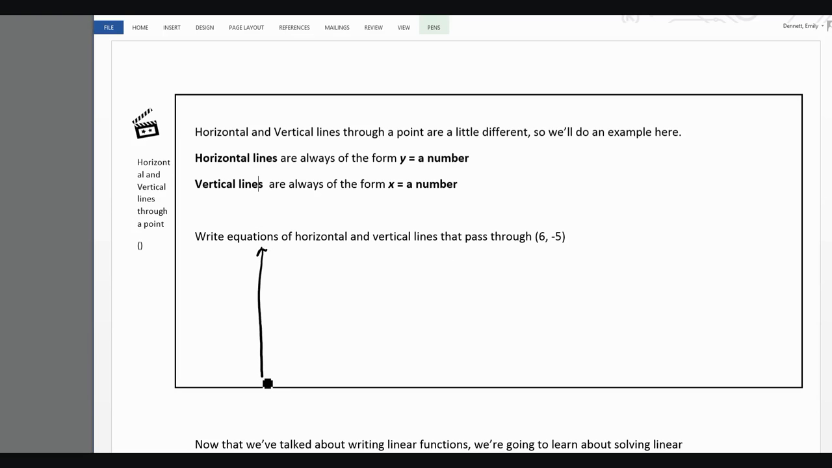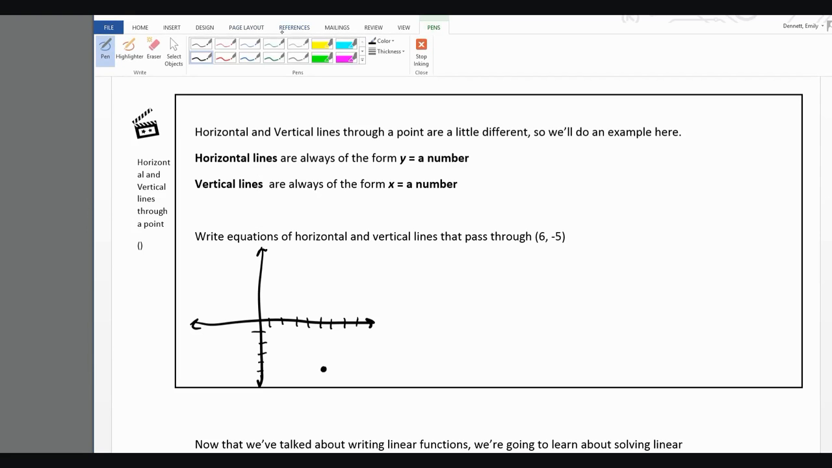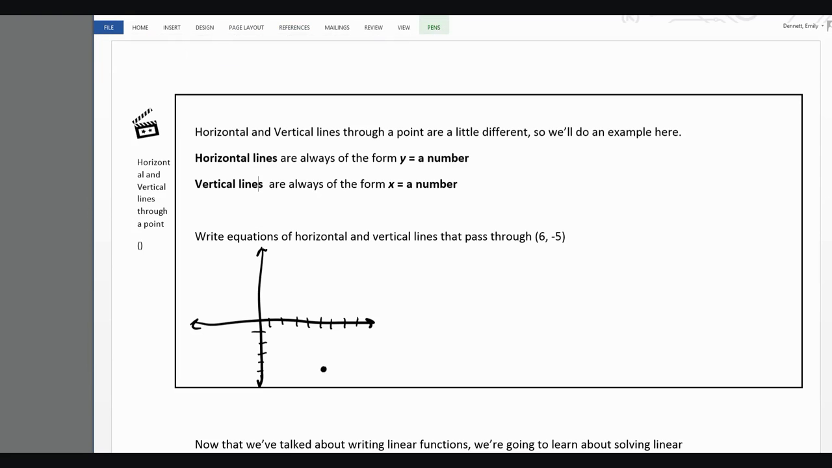So I'm going to draw ourselves a coordinate plane here. And if we go over to 6, 1, 2, 3, 4, 5, 6, and down to negative 5. So that's the point that we want the horizontal and vertical lines through. Now, there's only one horizontal line and one vertical. So we'll draw the horizontal line here.